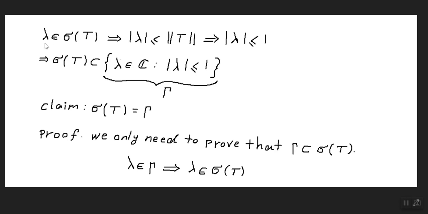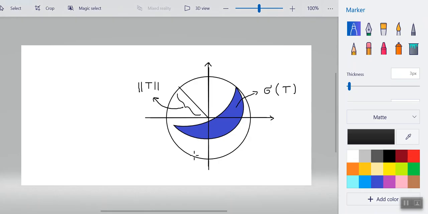First of all, if lambda belongs to the spectrum, then the absolute value of lambda is less than or equal to the norm of T. Do you remember that theorem? We said that the spectrum is contained in the complex plane, in a circle centered at the origin with radius the norm of T.